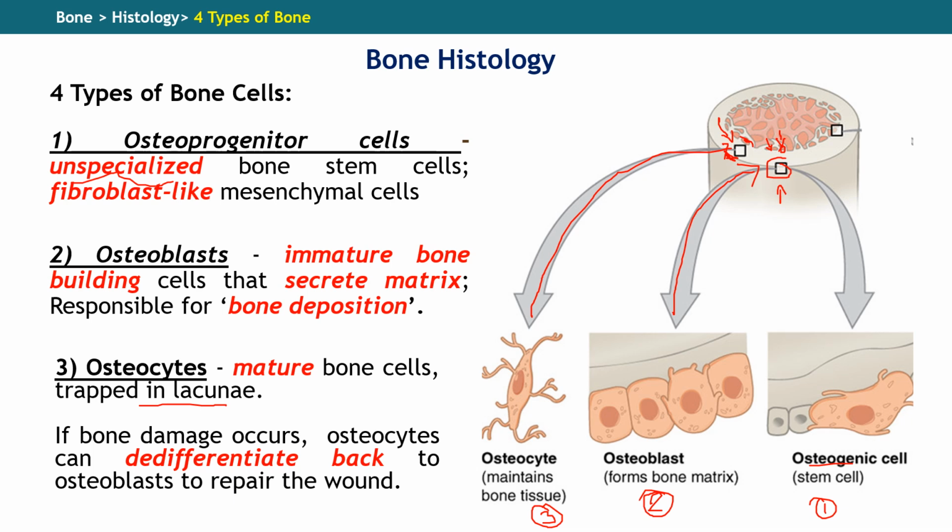And finally, I forgot to tell you this piece of information: if bone damage occurs, the osteocytes also have the potential to differentiate back into osteoblasts to repair the wound. So we have the stem cells that are repairing that. We have the osteoblasts that are creating bone. We have the osteoclasts that are absorbing, and they also have this differentiation, so they can go back to produce new bone.